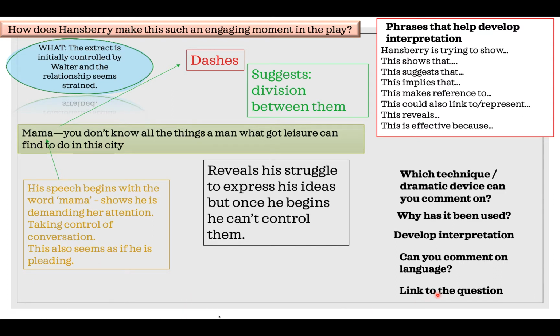And then finally, we want to make sure that we are linking it to the question. So we could argue here that it engages the audience as it creates tension. And then you would expand upon that and explain why you think it creates tension at this particular point.